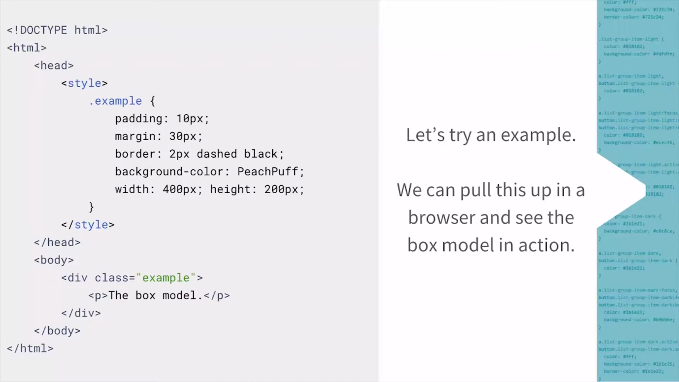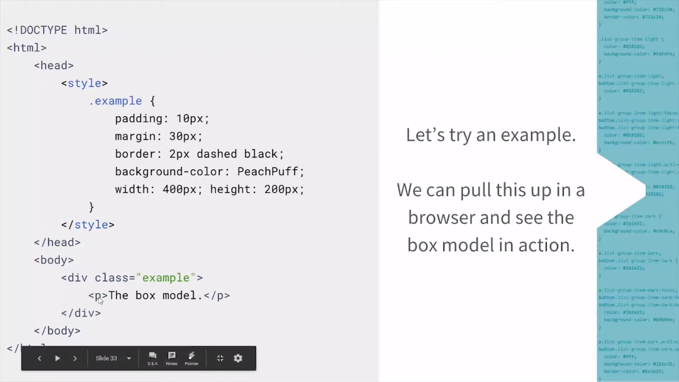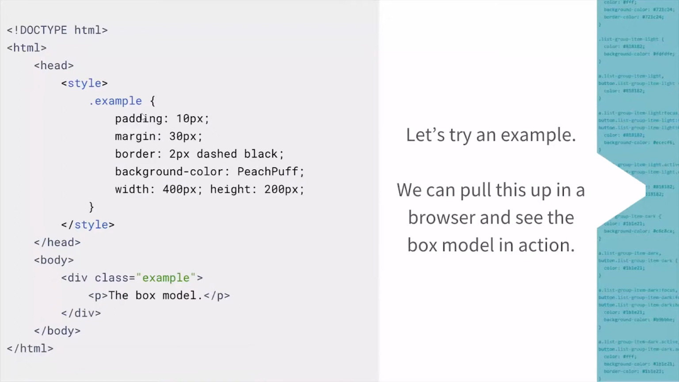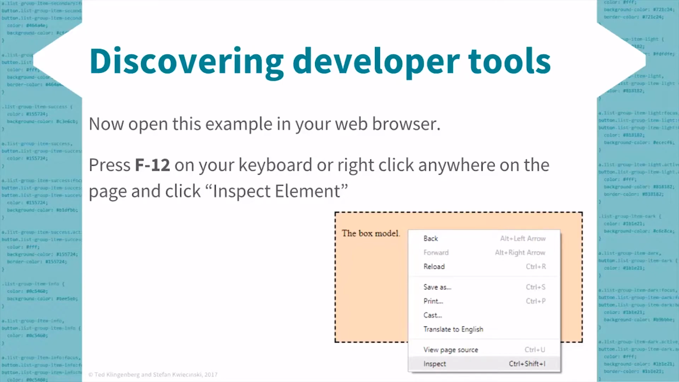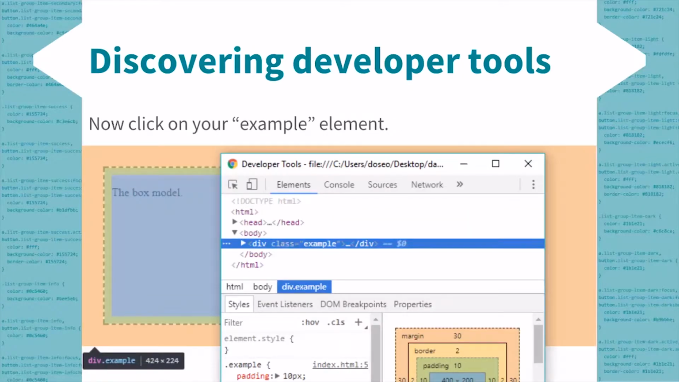So right here we have a paragraph inside of a divider, and that divider is in the class example, and you'll see that we style it here. This is going to give us a demonstration of how the box model works in the browser. So we can actually see this in action by right-clicking on the element in the browser and just clicking inspect. We can also tap F12 on our keyboard, and that will also pull up developer tools. And you'll see here that we have our developer tools pulled up. And if we just roll over the element, our divider tag, we can actually see the box model in play.